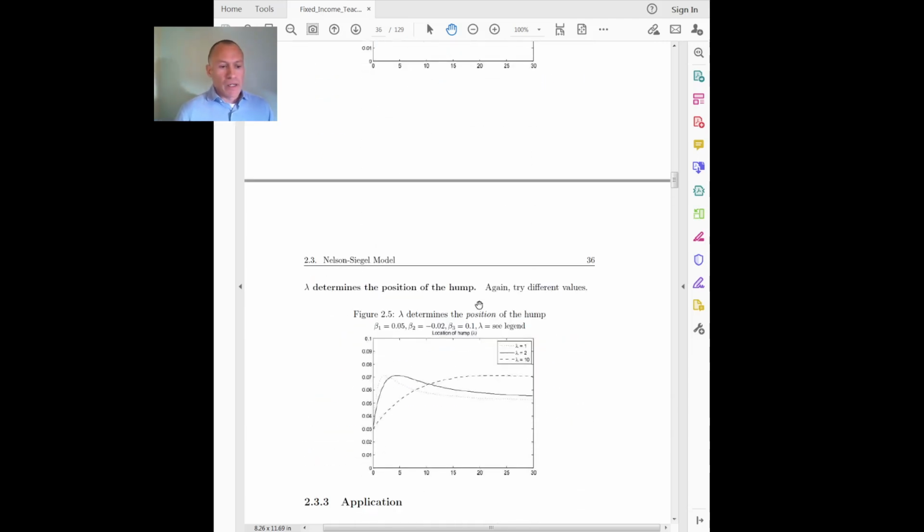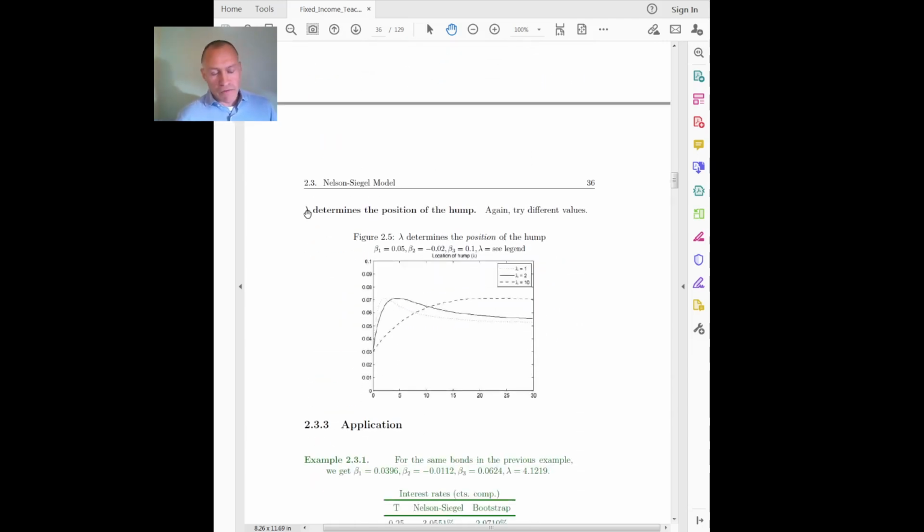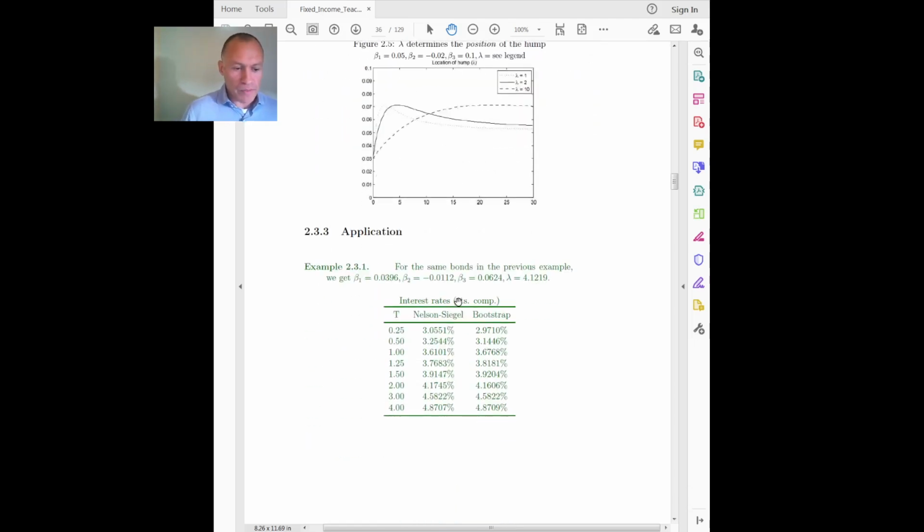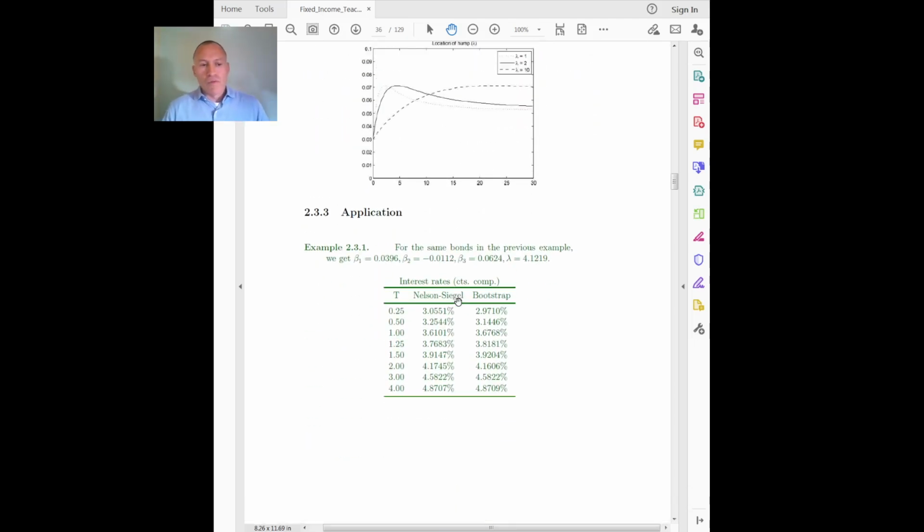Okay. And the lambda, the fourth parameter, determines the point where you see the hump. So if lambda is 1, the hump is here. If lambda is bigger, the hump moves a bit to the right. And if it is even bigger, it moves even further to the right. Okay. So what we can do is the following.